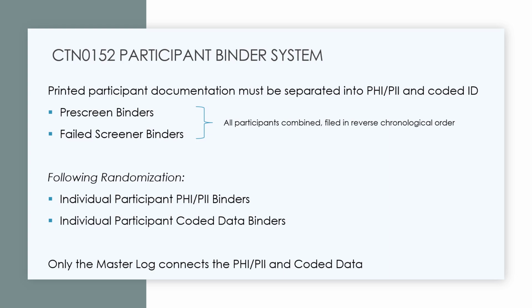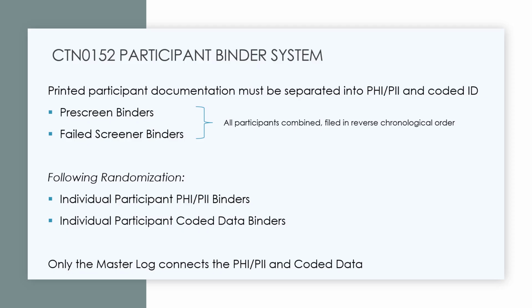Since there is very little documentation on paper during the pre-screening process, we suggest that sites use one binder for pre-screening forms with participant identifiers, such as the pre-screen locator form, and combine all participants together in reverse chronological order. If there are paper-coded pre-screen interviews, those too should be combined together for all participants in reverse chronological order. Similarly, the PHI or PII and coded binders for failed screeners should combine all failed screeners together, filing their documents in reverse chronological order.